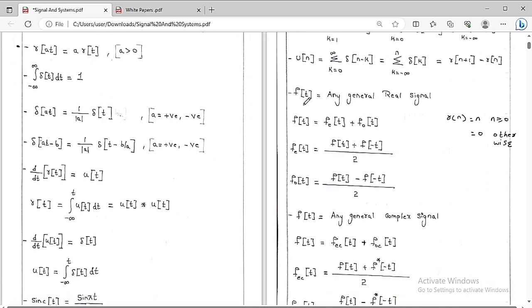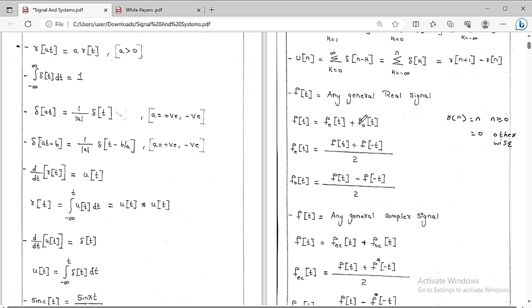So now listen carefully. Suppose f of t is any general real signal. Real signal means there are no complex terms in the signal f of t. Then I can write f of t as a summation of the even signal as well as the odd signal. So if I take f of t as any general real signal, meaning there is no complex number in that signal, then I can write that signal as the summation of the even signal plus the odd signal.